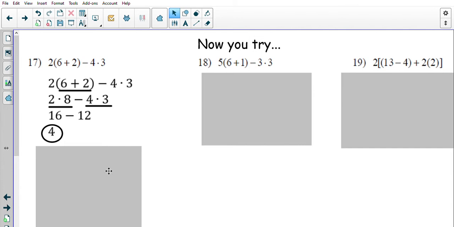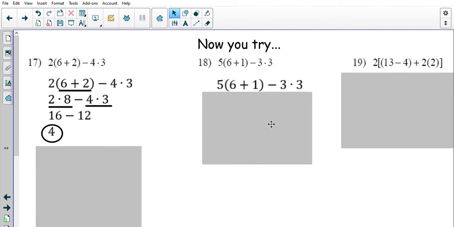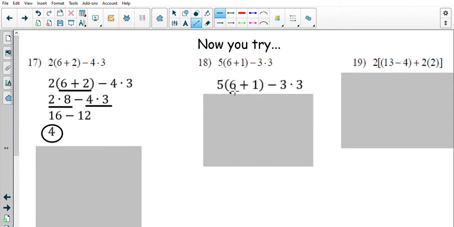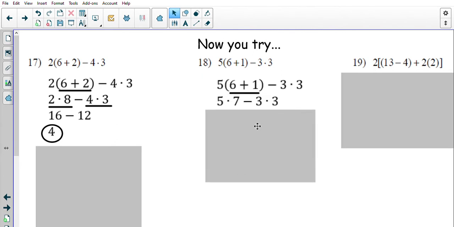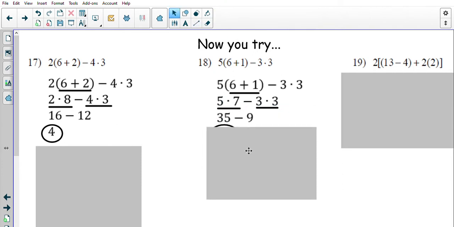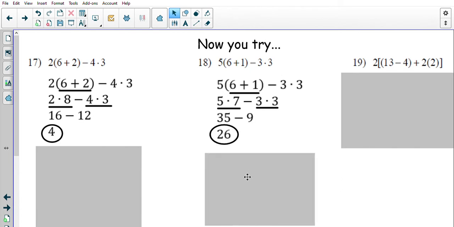All right, hopefully you notice that number 18 is really similar to number 17. So you want to start with that 6 plus 1 to get us 7. Feel free to drop off those parentheses. You've got 5 times 7 minus 3 times 3. 5 times 7, of course, is 35. 3 times 3, of course, is 9. So 35 minus 9 is going to get us 26.